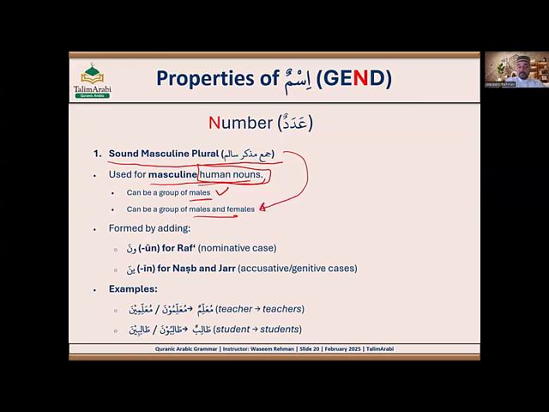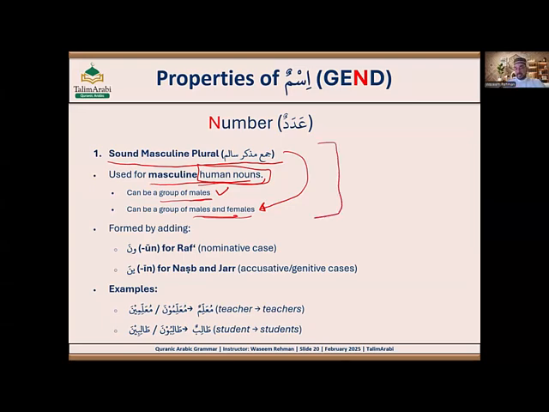But if there is a group of female, like three females or more, then you don't use sound masculine. You use sound feminine. That's the second type, right? So sound masculine plural is only for humans, not for non-human. Non-human things fall under a different category. So for human or masculine human, you use sound masculine plural or jama' muzakkar salim. It can be a group of male, three or more, or a group of male and female, three or more. So that's the definition first.